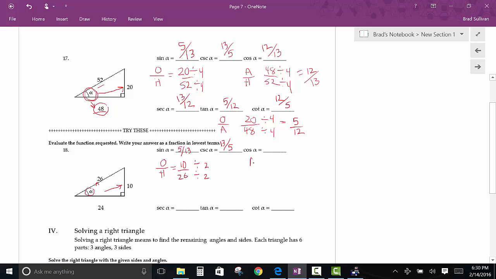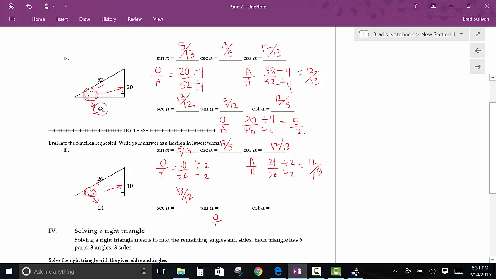Okay, the cosine is adjacent over hypotenuse. So if you look at this angle alpha, the adjacent is 24. The hypotenuse is 26. Again, you can reduce that by 2. So you'll get 12 over 13, which is going to be your answer to that problem. And then the secant just reciprocates to 13 over 12, like that.